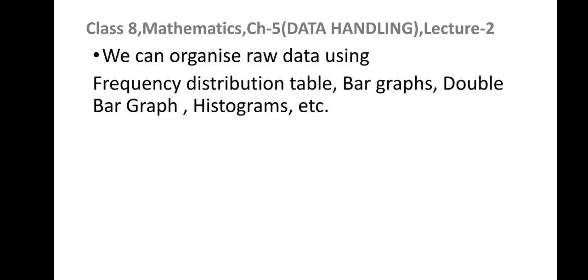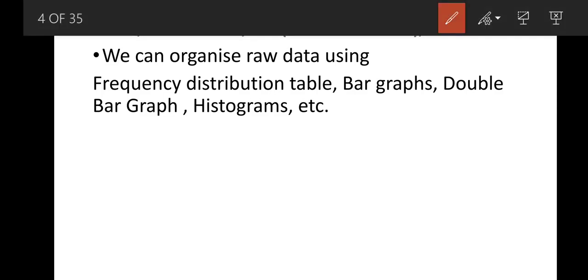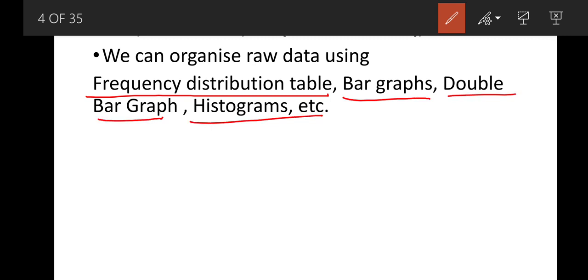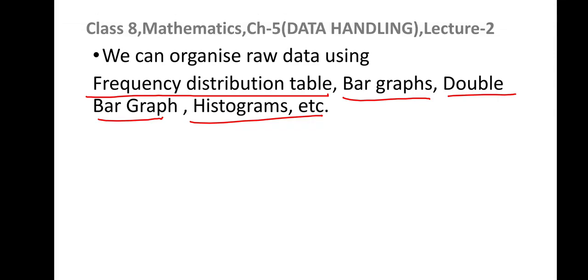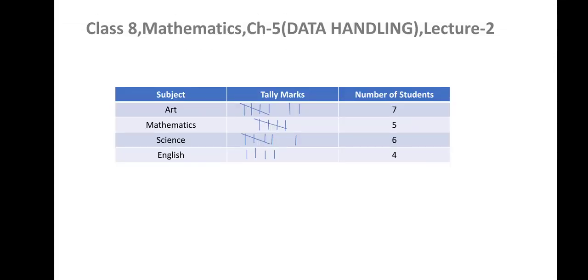So there are certain ways using which we can organize our raw data. So what are those ways? Using frequency distribution table, we can organize our data by making bar graphs, double bar graphs, histograms, pie charts. All these are the ways of organizing our raw data. So this is a table basically. This table basically consists of tally marks, and this table is an example of frequency distribution table.